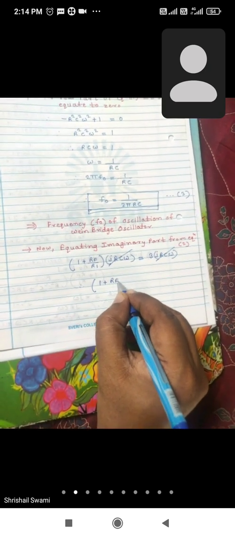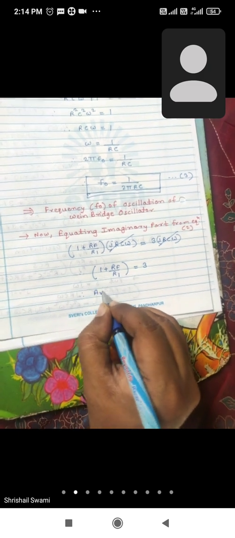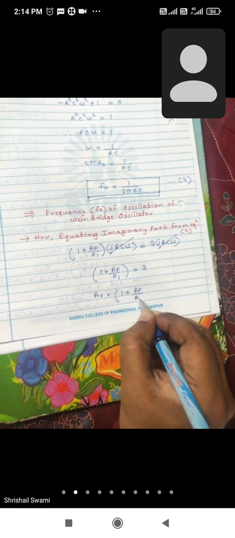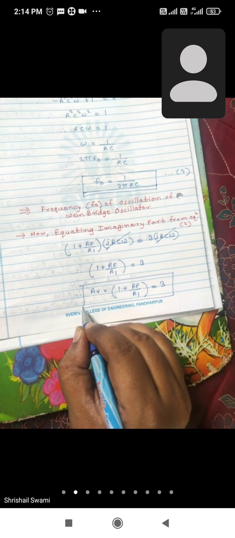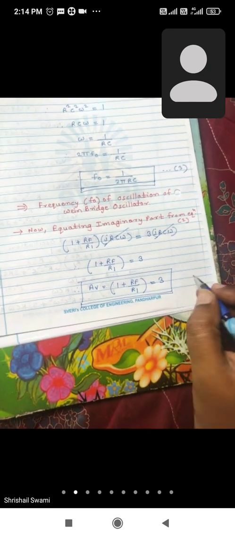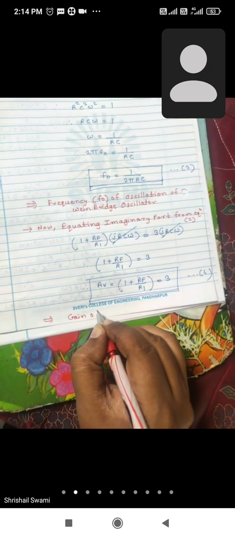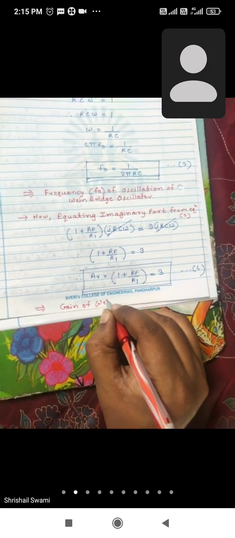So here 1 plus RF/R1 is equal to how much? 3. So 1 plus RF/R1 is equal to 3 means what? AV. So this is the gain of the amplifier. AV is equal to 1 plus RF/R1 is equal to 3. So understood how we got the gain of the amplifier 3. So this is the equation number 4. So this is called as what? The gain of Wien-Bridge oscillator.